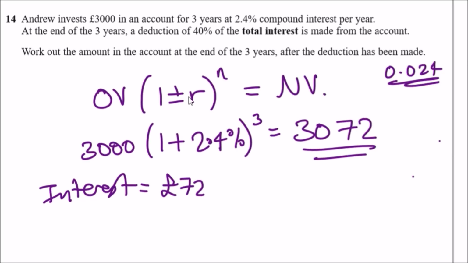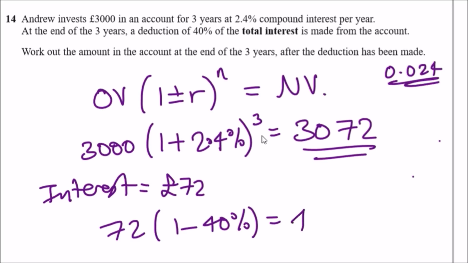So using the same formula, the original value, so let's say 72, it decreases by 1 minus 40%. And because there's no years involved, we ignore that. And this should equal the new value after the deduction. Doing this, you should get, let me have a look, 1 minus 40%. You should get exactly 43.20. Okay, and that is the actual interest you're keeping.